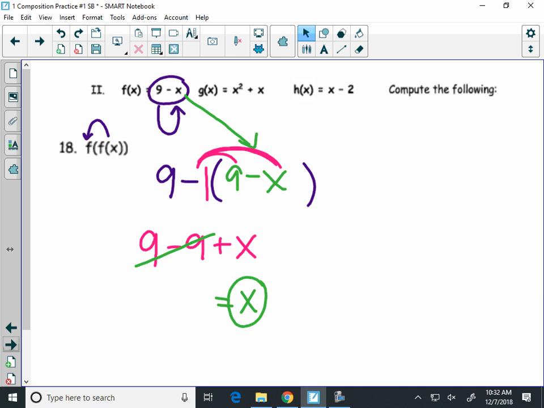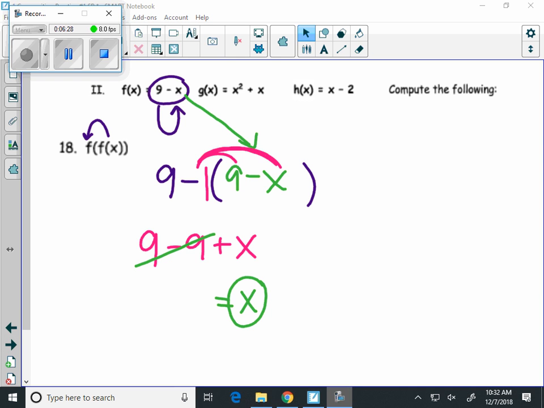Those are a little bit trickier. I want you to keep working on problems on that page and ask your teacher if you need a little bit more help.